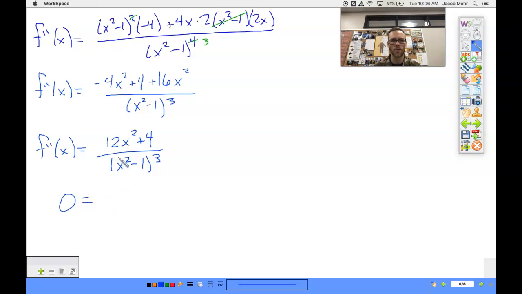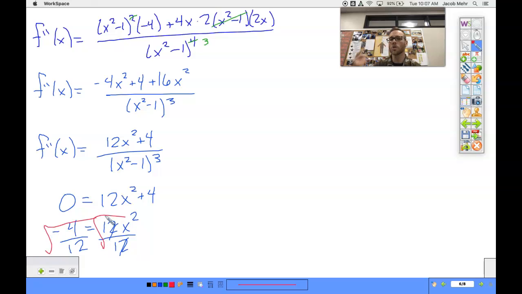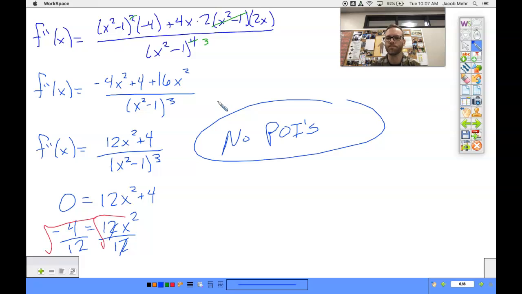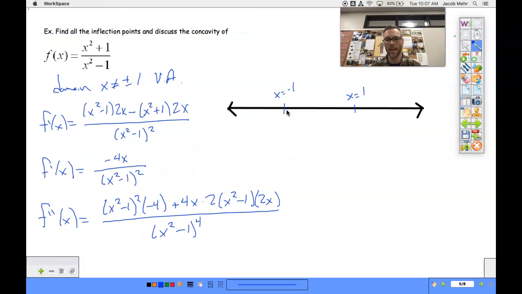Now I want to find where that's equal to 0. And I know a fraction equals 0 only where its numerator is equal to 0. It doesn't take me very long to recognize that I'm going to take the square root of a negative, which is imaginary. So that tells us there are no points of inflection. There is no point where the concavity changes. Recall, though, that at vertical asymptotes the concavity can switch. However, it's not a point of inflection because there's no point there. It's not defined.